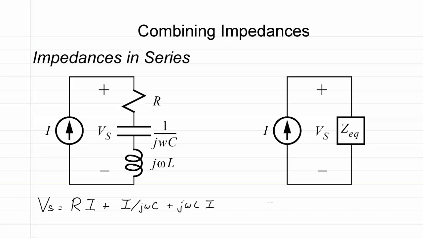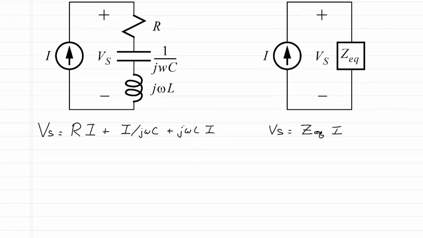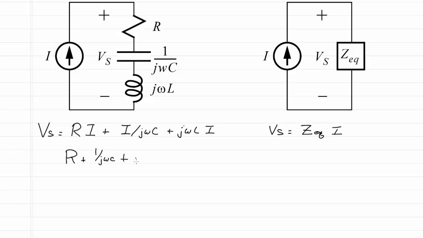On the other hand, for the equivalent circuit, Vs should be equal to our equivalent impedance times the source current. We know that the two source voltages should be equal if the impedances are equal, so I can equate these two. I'll group my terms together: R plus 1 over jωC plus jωL, all times my current, should be equal to my equivalent impedance, Z equivalent, times I.